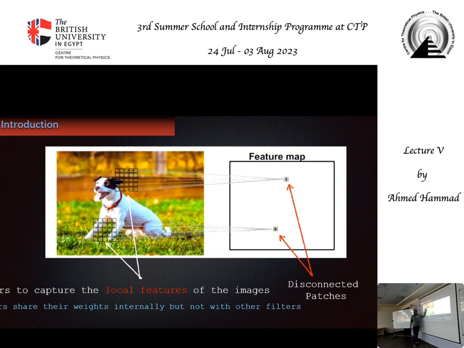Each one of those filters can learn very specific local information about the object inside the image. For example, the first one here can learn information about the nose of the dog, the ear of the dog. This one here can learn some information about the leg of the dog, and so on. So this is how we construct that.